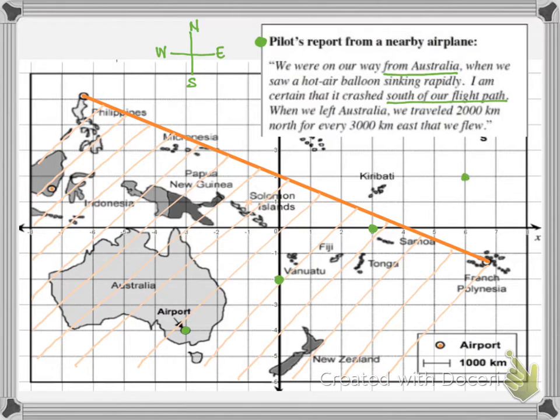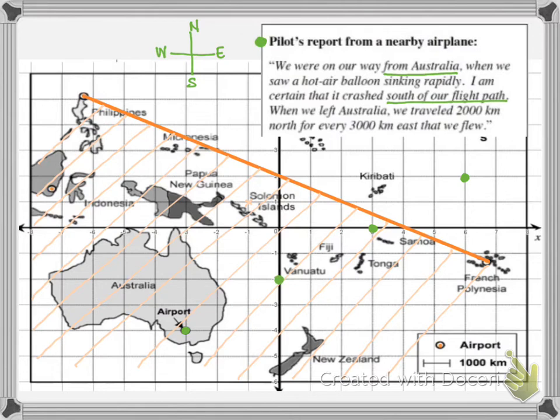Just like previously when I graphed stuff, I want to make sure that I cover my coordinate plane, except I'm not going to go on the other side of the airport in Australia, so to the left, because we know they didn't go that way. I'm going to connect the dots here. Well, this isn't the path that the hot air balloon was on, so I don't think they're actually on the path of this one. But I do think it's south of their path.